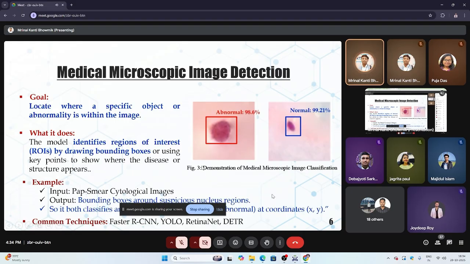So as an example, the input is the Pap smear cytological images, and the output will be the bounding box surrounding the suspicious nucleus region. So it both classifies and localizes each of the abnormal regions. Some of the common techniques are Faster R-CNN, YOLO, RetinaNet, and Detection Transformers.